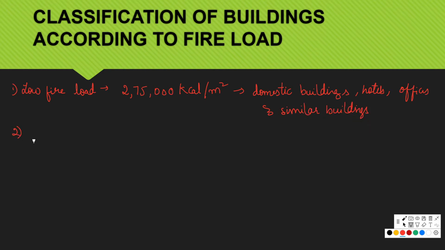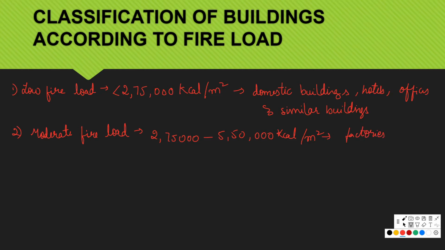So next is moderate fire load. In low fire load, the load should be less than 2,75,000 kilocalories per square meter. In moderate, we have load from 2,75,000 to 5,50,000 kilocalories per meter square. These are usually found in factories and any type of trading industries.